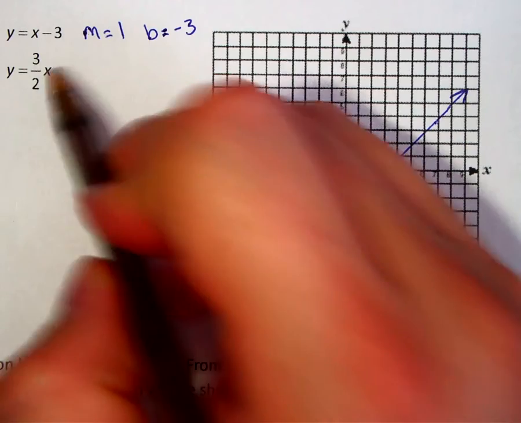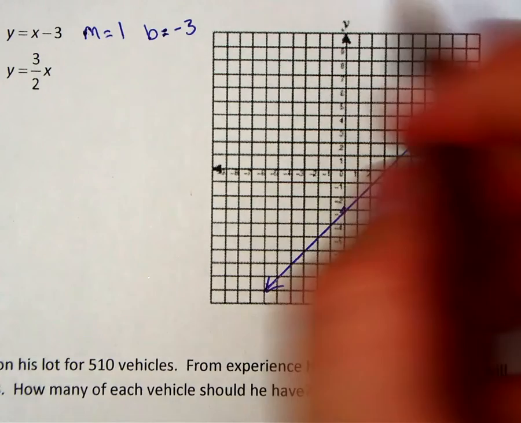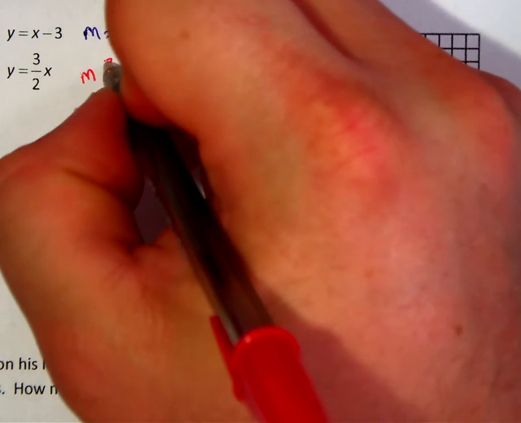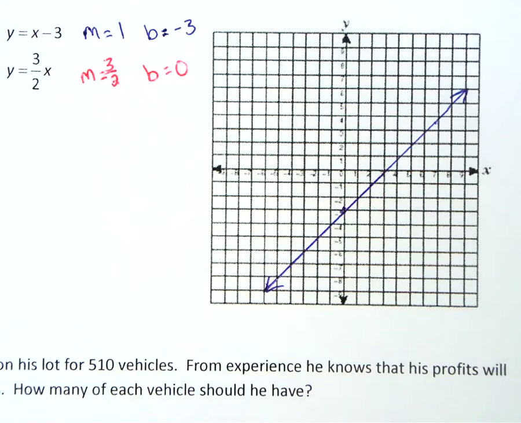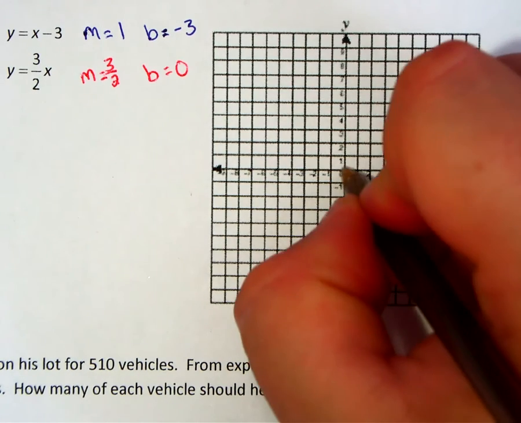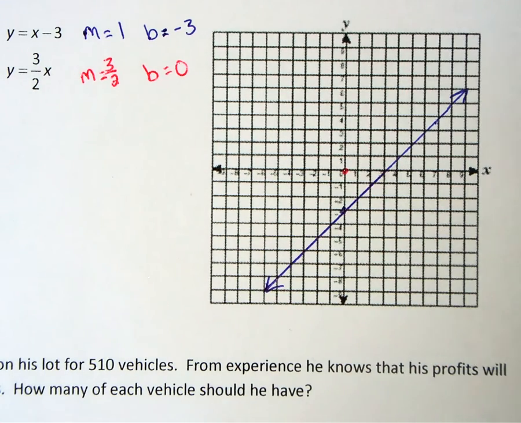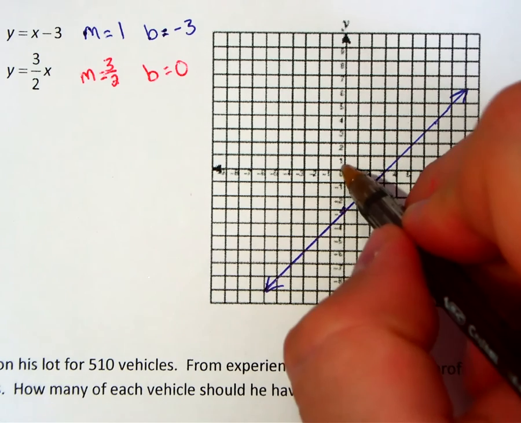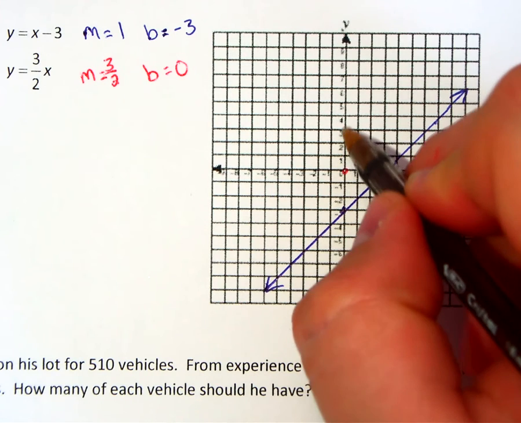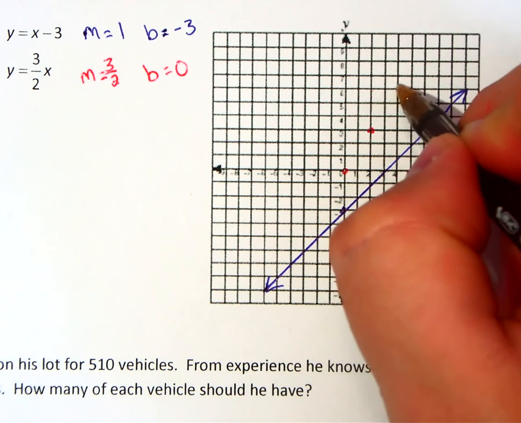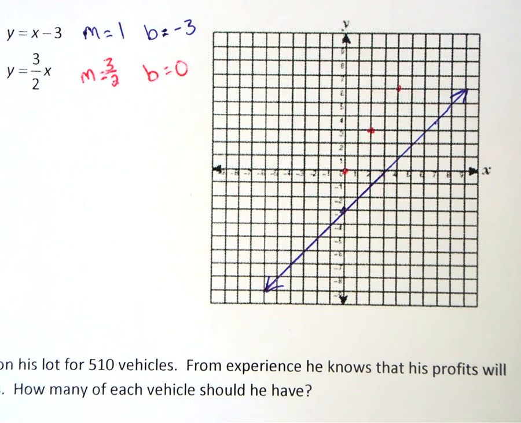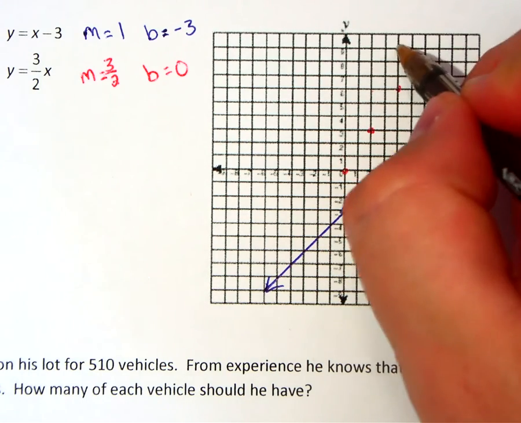y is equal to 3 over 2x. So we have an m of 3 over 2. We have a b of 0. There's nothing to the right of the 3 halves x, which means this equation is going through our ordered pair 0, 0. It is going up 1, 2, 3 over 1, 2. It's going up 3 over 2.